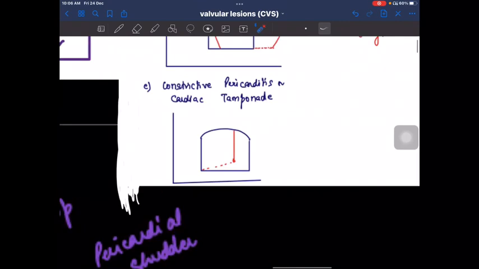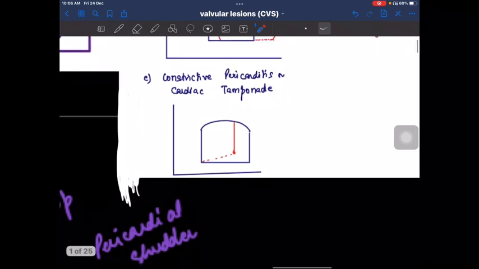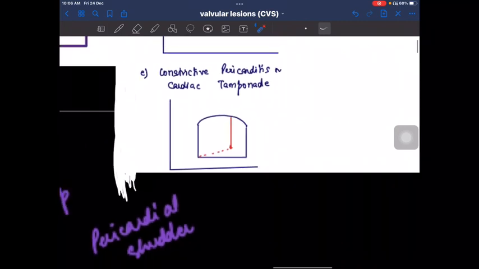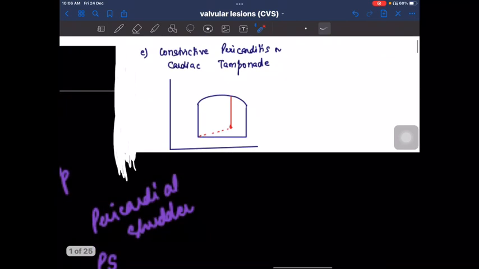One last lesion I would like to discuss here is constrictive pericarditis or cardiac tamponade. Okay. So I told you about lusitropy, right? So when the ventricular filling is hampered, in the sense the compliance of the ventricle changes. So what will happen is, this is the normal PV loop. All right. So when the filling starts, the pressure will not remain the same, and it will start rising slowly.